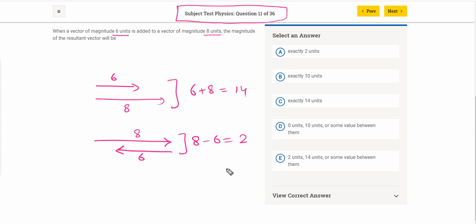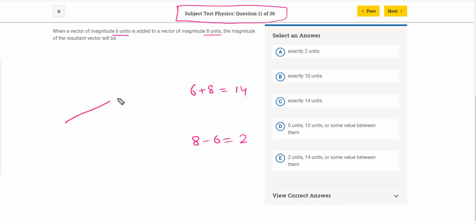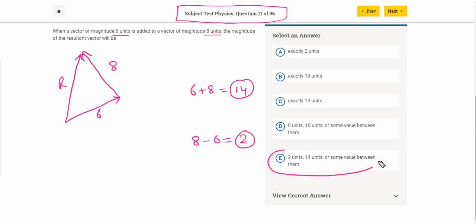2 units. And if they are in some other orientation, let's suppose vector 6 is in this direction and vector 8 is in this direction, so we'll join them from head to tail like this. This is vector 6, this is vector 8, so this will be the resultant vector. For this value we do not know the magnitude, so it could be either 14, it could be either 2 or any other value. So the correct option for this one will be option E.